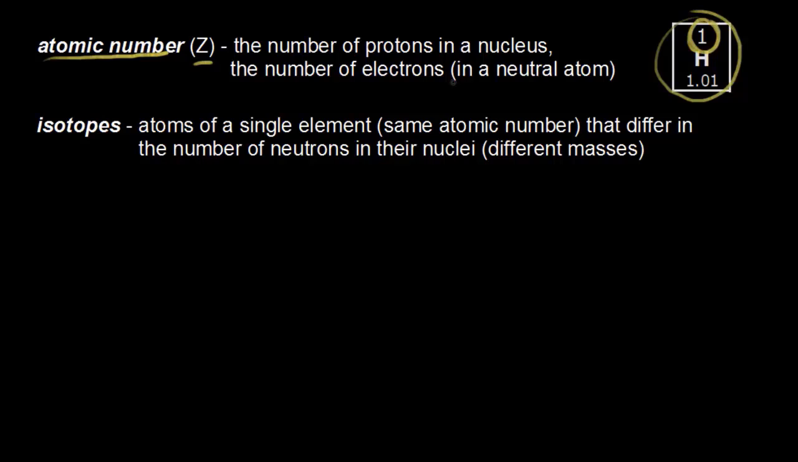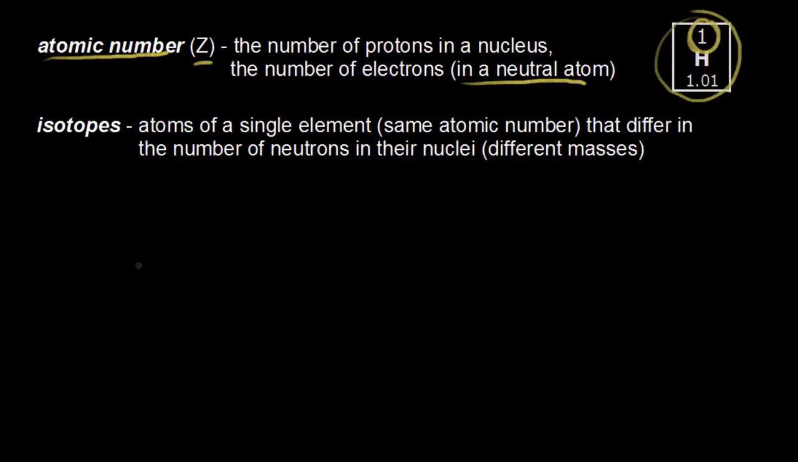In a neutral atom, the number of protons is equal to the number of electrons, because in a neutral atom there's no overall charge, and the positive charges of the protons completely balance with the negative charges of the electrons.